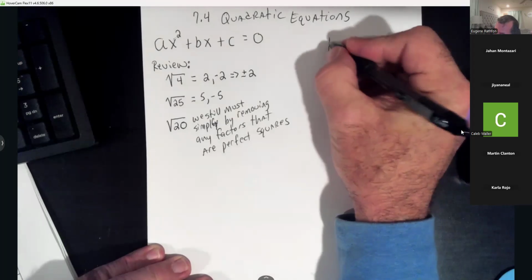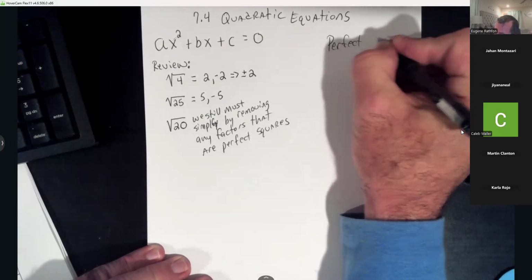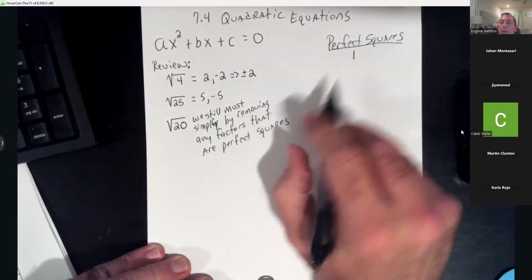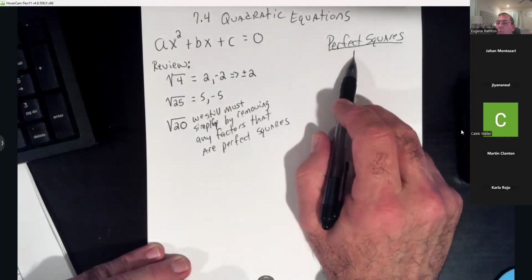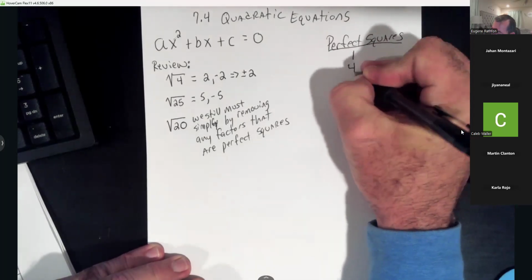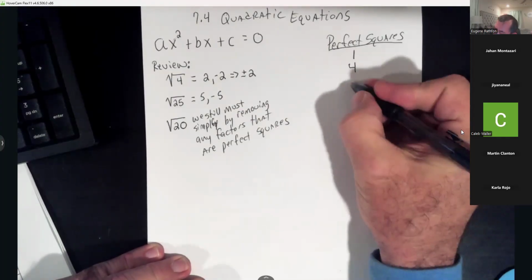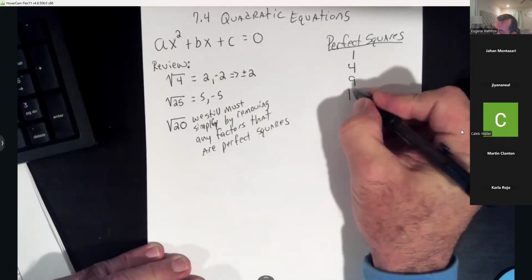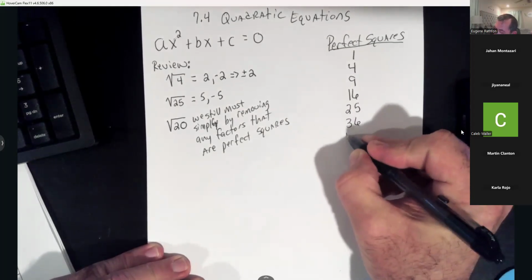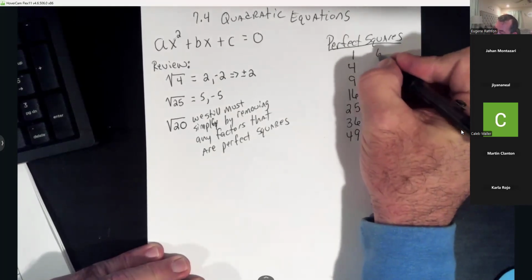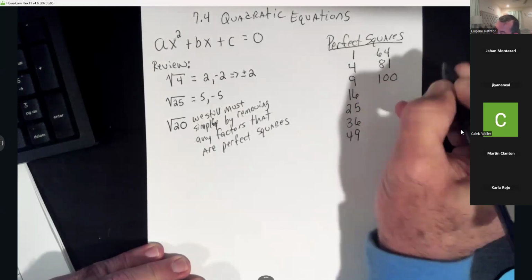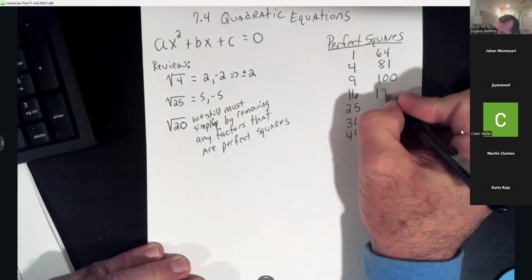So y'all let me put a list over here of perfect squares. One is a perfect square because it's 1 times 1, but that won't help me on this problem. The next perfect square is 4 because that's 2 times 2. 3 times 3 is 9. 4 times 4 is 16. 5 times 5. 6 times 6. 7 times 7. 8 times 8. 9 times 9 is 81. 10 times 10 is 100. 11 times 11 is 121.